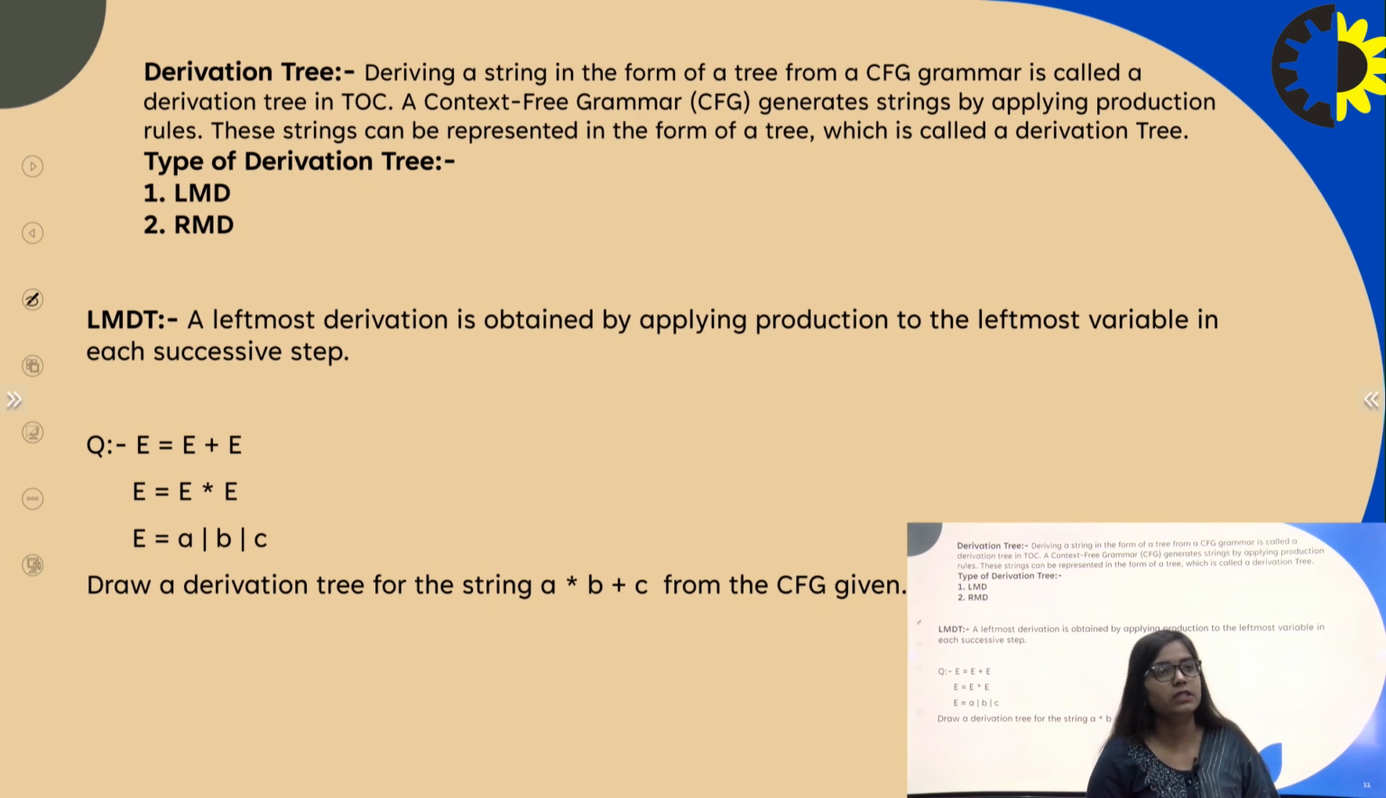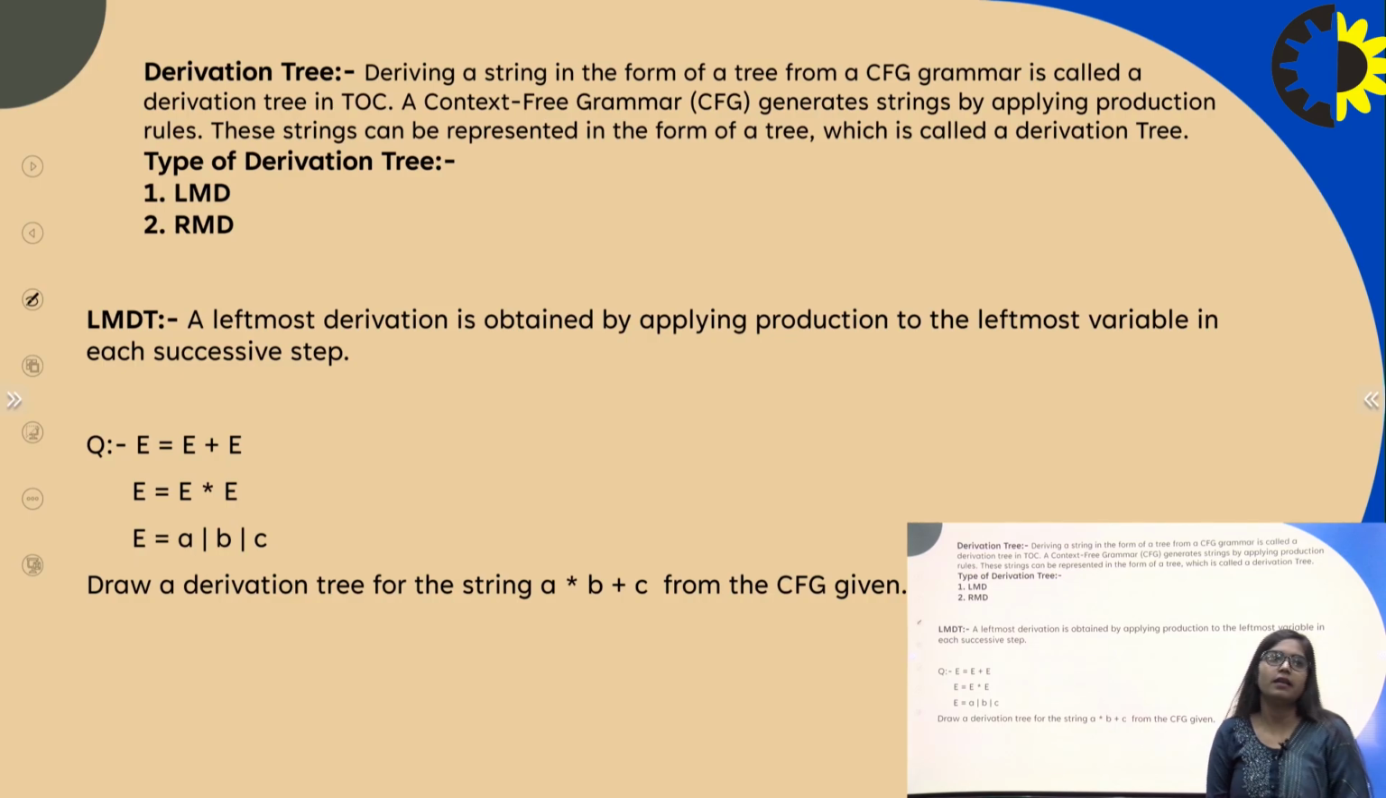Derivation tree. Deriving a string in the form of a tree from a context-free grammar is called a derivation tree in TOC. A context-free grammar generates strings by applying production rules. The string can be represented in the form of a tree, which is called a derivation tree. There are two types of derivation tree: first is the leftmost derivation tree, second is the rightmost derivation tree.